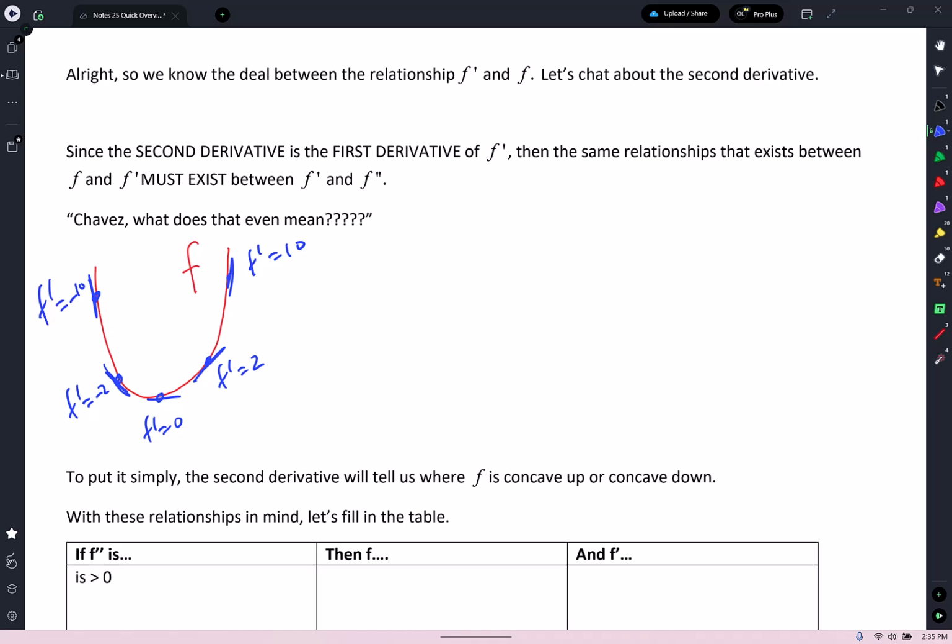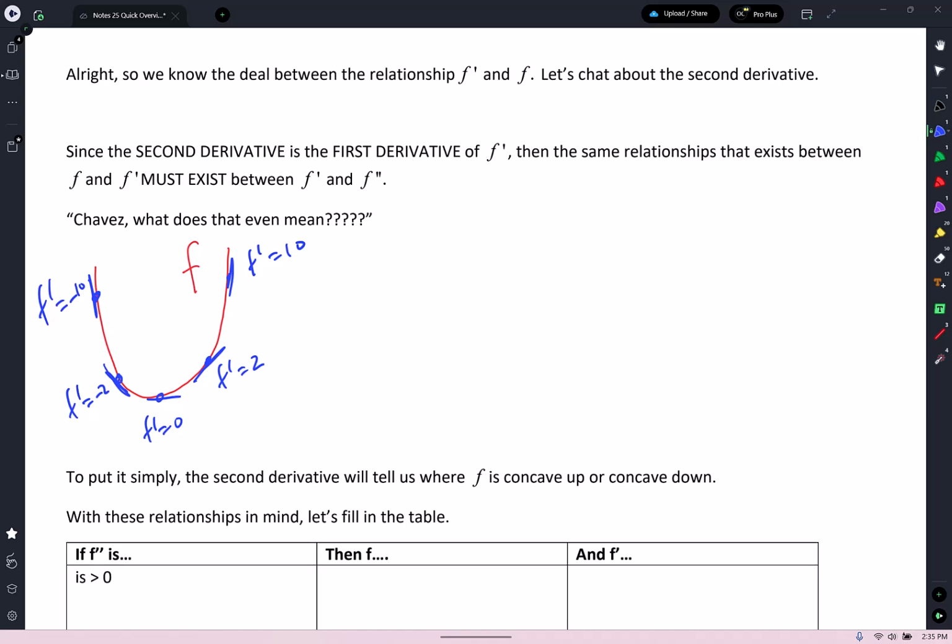Negative 10, negative 2, 0, 2, 10. What's happening to those numbers? Perfect. They're increasing. And notice, look at the concavity of f. Look at the concavity of f. What is f? It's concave what? Concave up. So if f prime is increasing, that creates concave up on f.